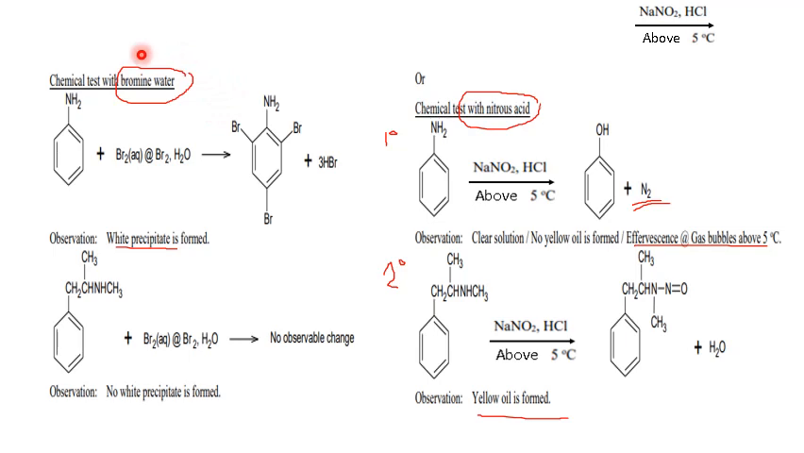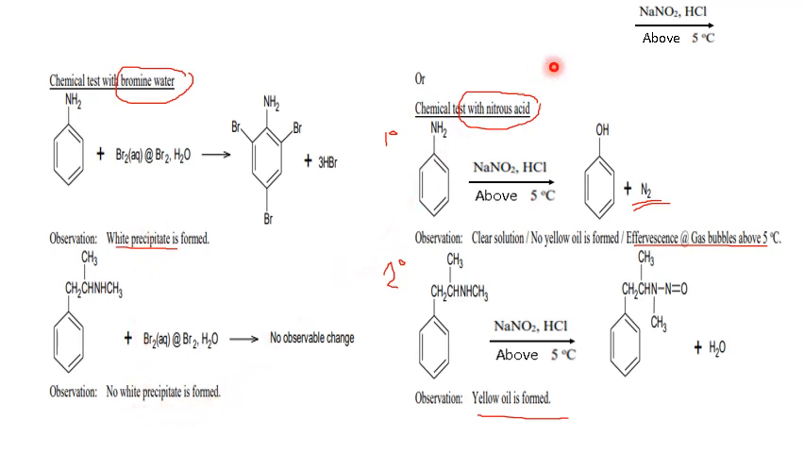Another chemical test we can use is bromine water. When aniline reacts with bromine water, Br2 aqueous or Br2, H2O, it will form 2,4,6-tribromoaniline. This compound will show the observation of a white precipitate formed. For the secondary amine, when reacting with bromine water, there is no observable change. So you have to write something negative here: no white precipitate is formed.